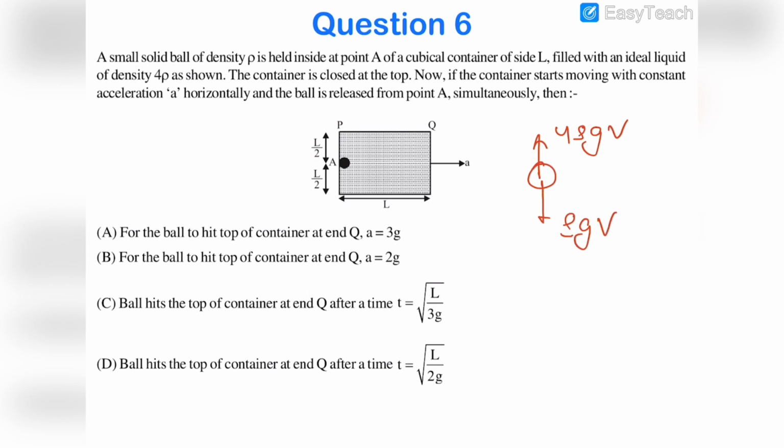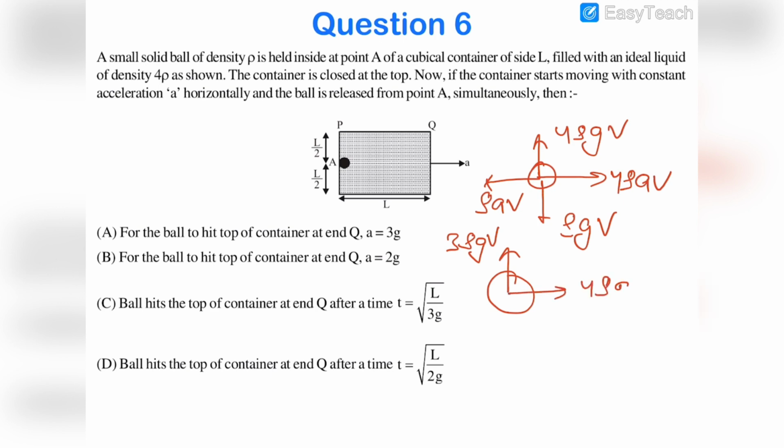And due to pressure difference along the x-axis, you know that as this container is moving along the x-axis, there would be a pressure difference generated on the two sides of the ball. So due to that pressure difference, a force will be generated in the forward direction, and this force will be equal to 4 rho a V, where a is the acceleration of the container, and the pseudo force ma acting in the backward direction is rho a V. So we can see that the net force acting in the upward direction is 3 rho g V, and the net force acting in the forward direction is, in fact, 3 rho a V.